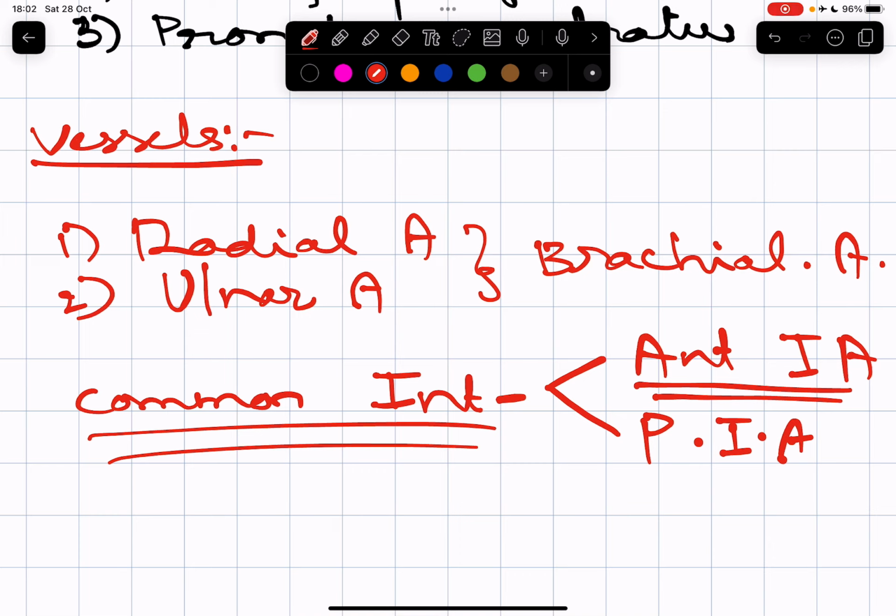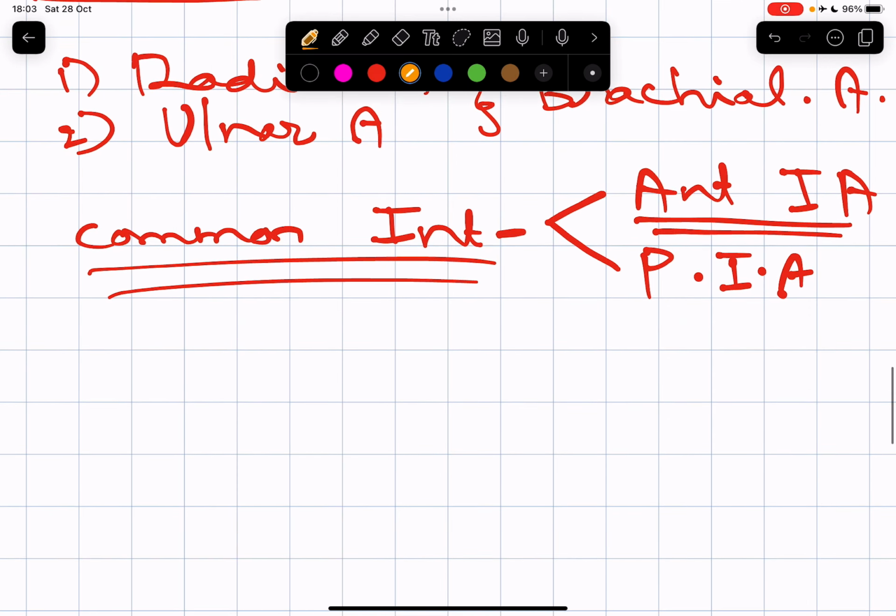It is the anterior interosseous artery. Which artery supplies the posterior compartment of the forearm? It's the posterior interosseous artery. Now, coming to the nerves, what are the nerves supplying the structures in the forearm?